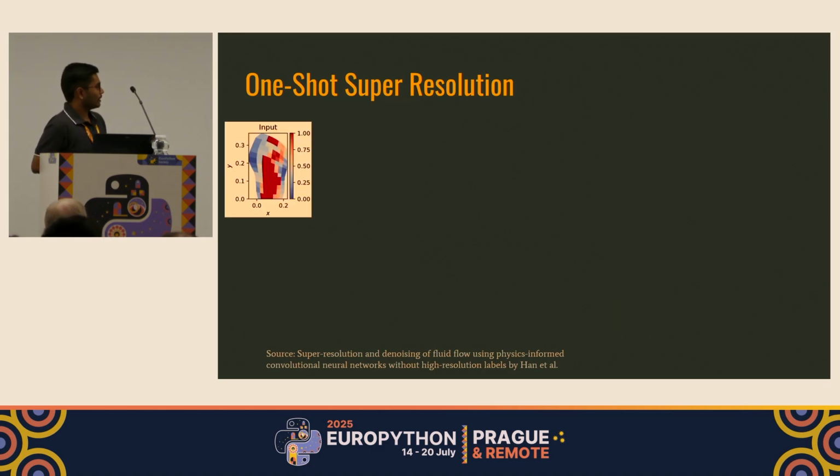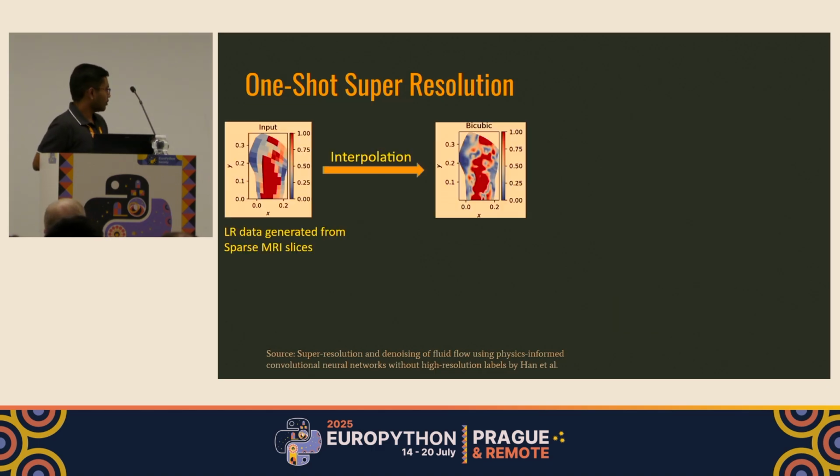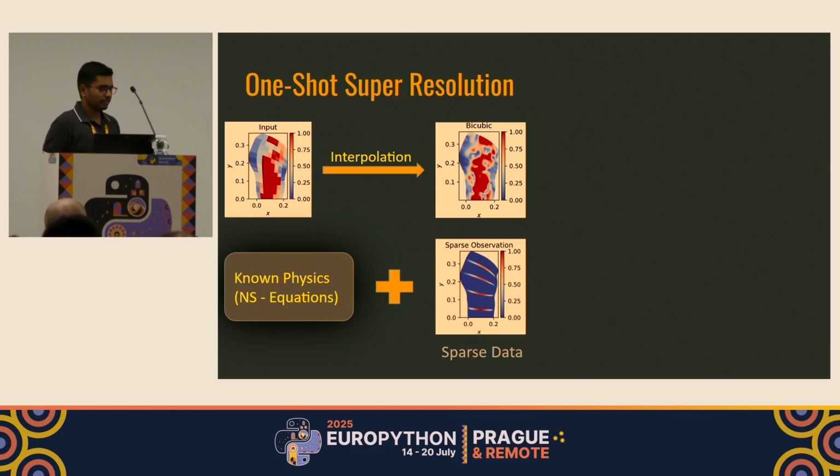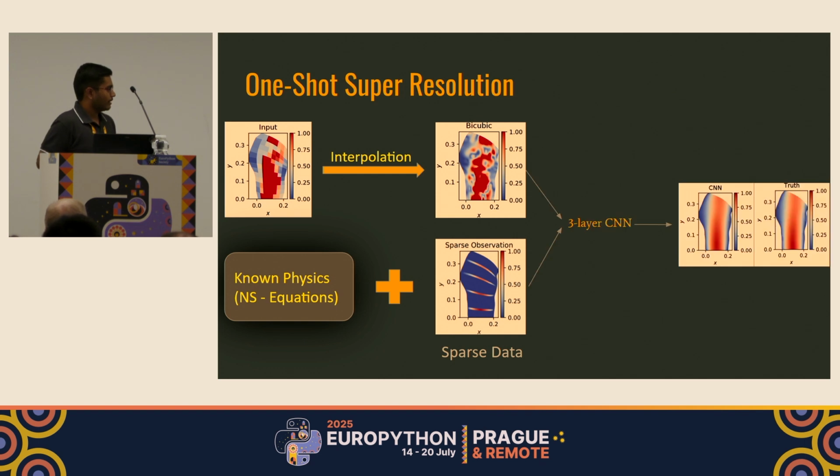So what they did, they first interpolated the original low resolution image. Then they noted down the underlying physics of the blood flow in an artery, which are Navier-Stokes equations, combined it with the sparse data they had, and upon training a very simple 3-layer convolutional neural network, they came up with quite great results.